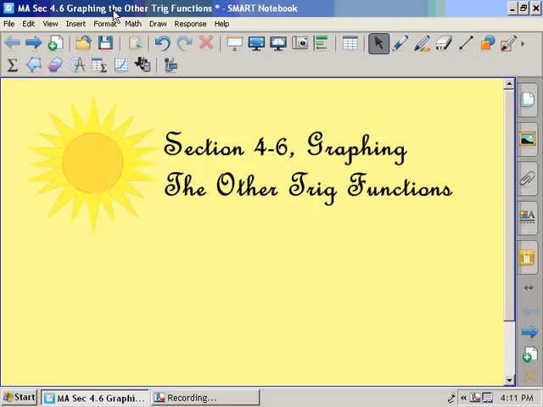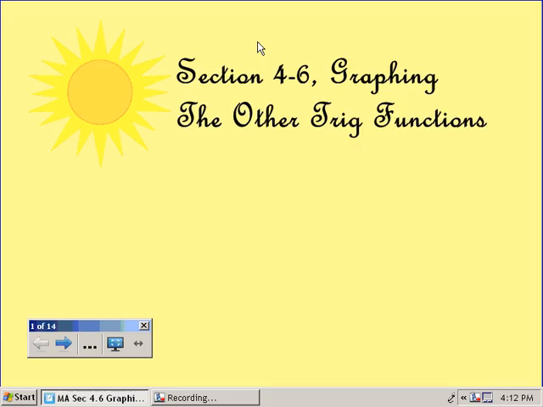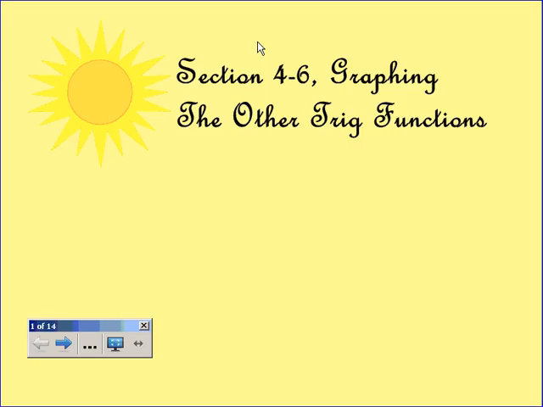Good morning. I hope you're ready for the second lesson on graphing trig functions. This is the other trig functions today, section 4.6. And we're going to do all the other ones, everything else. We'll do them as quick as possible, pretty much. But there are some little details that we do need to talk about. So, assume you're writing this title, section 4.6, graphing the other trig functions.